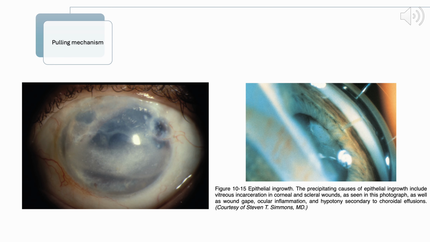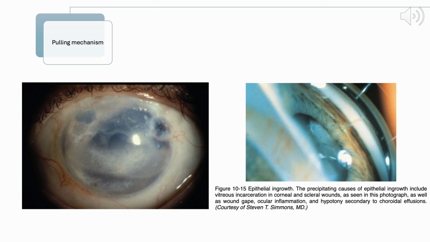These images demonstrate epithelial ingrowth, one of the rare but serious surgical complications that can lead to secondary glaucoma. On the left, you can see diffuse corneal haze and opacification, reflecting the sheet-like epithelial membrane that has spread across the anterior surface. On the right, gonioscopic examination shows a grayish membrane extending into the anterior chamber angle.